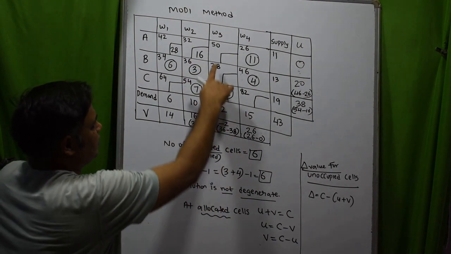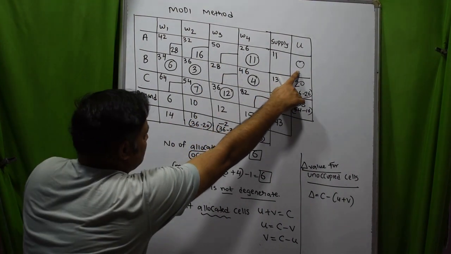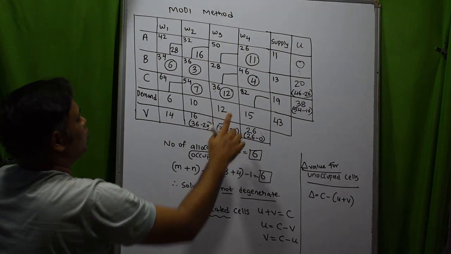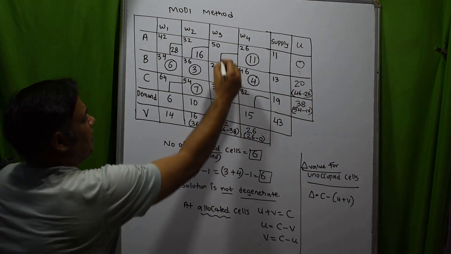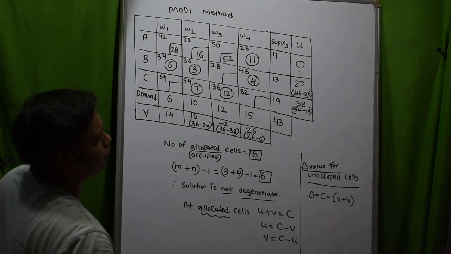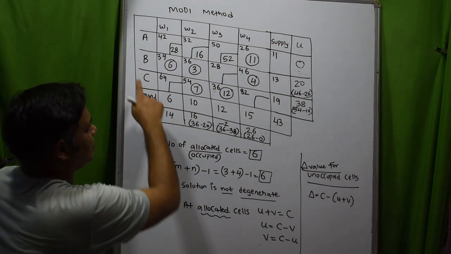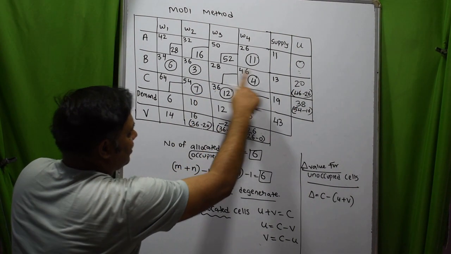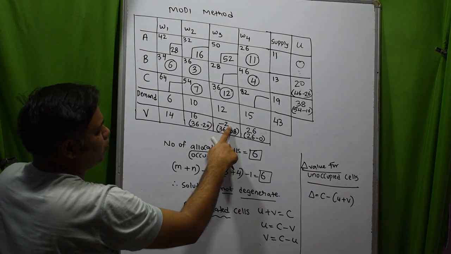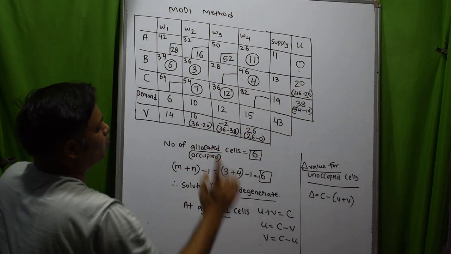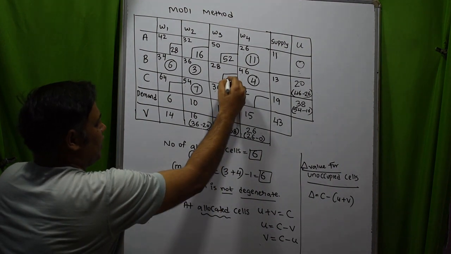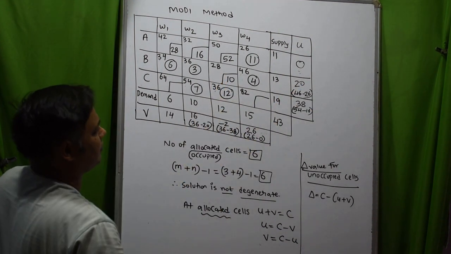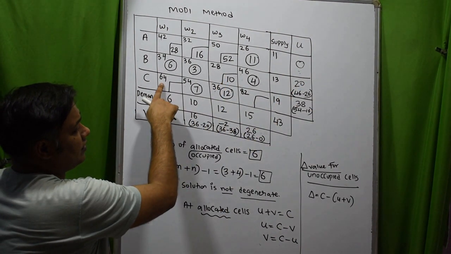In my next cell, my u is 0 and the corresponding v is minus 2. So 0 plus minus 2 will be minus 2 and 50 minus minus 2 will be 52. My next unoccupied cell in the second row is 28. So here my corresponding u is 20 and the corresponding v is minus 2. So 20 plus minus 2 is 18 and 28 minus 18, that is cost minus (u plus v), will be 10.